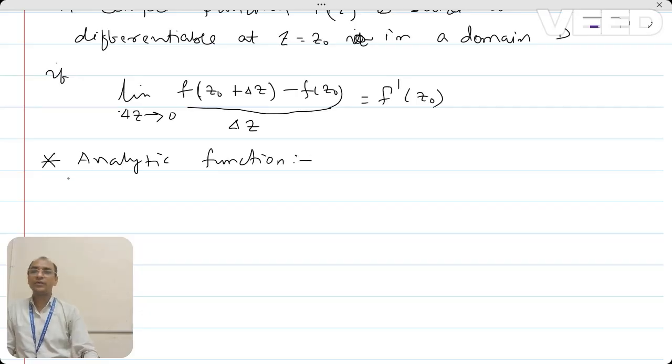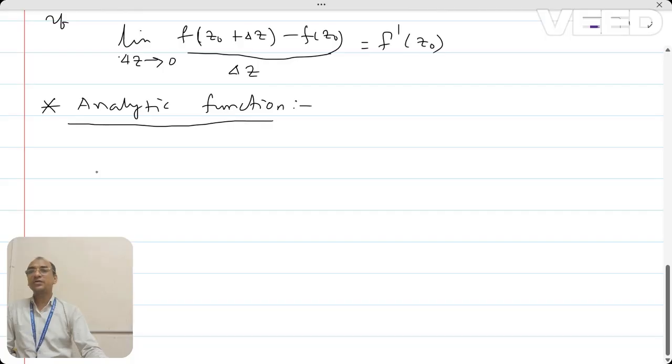Analytic function. Under which condition is the function f of z analytic? First I will give you the standard definition of an analytic function. Then we can go for an alternative method to check the analyticity using some other theorem.